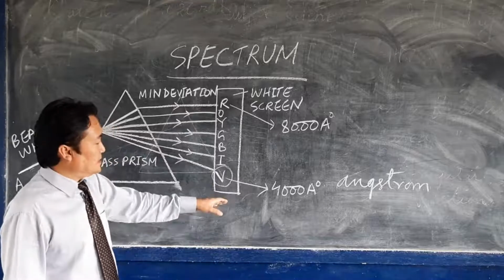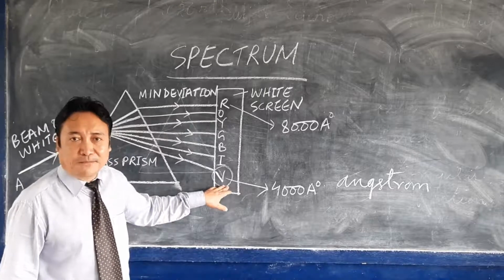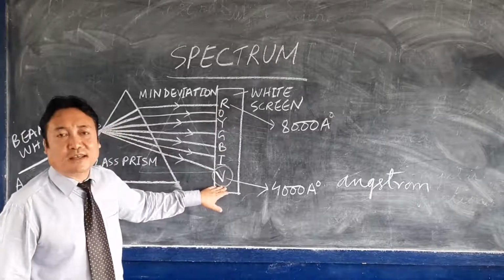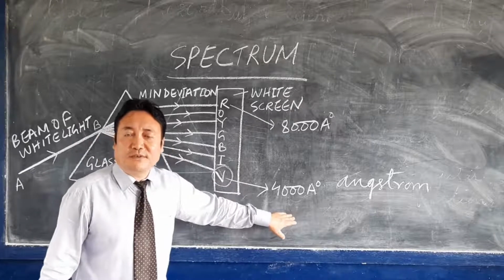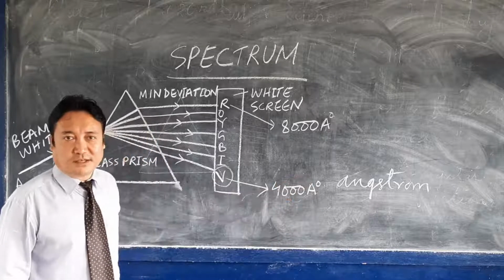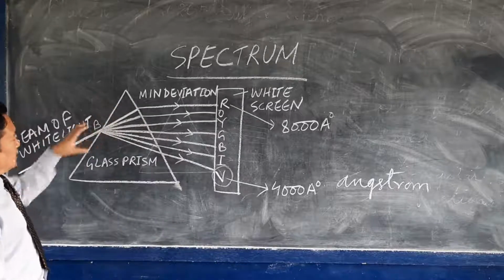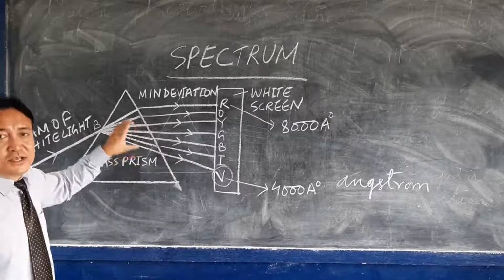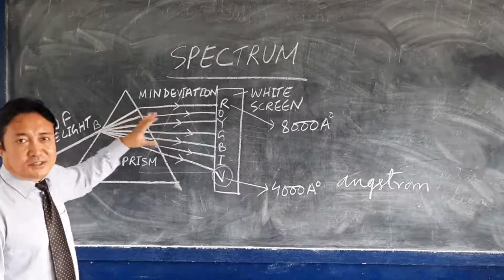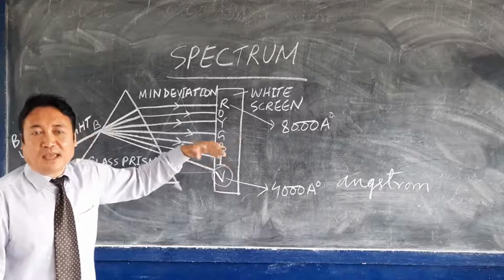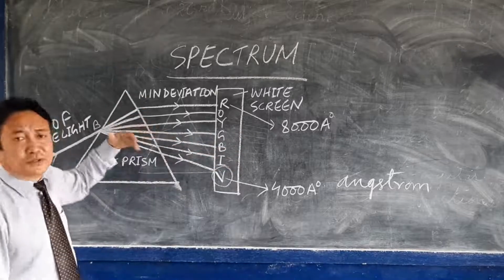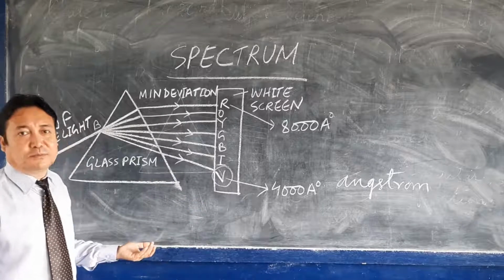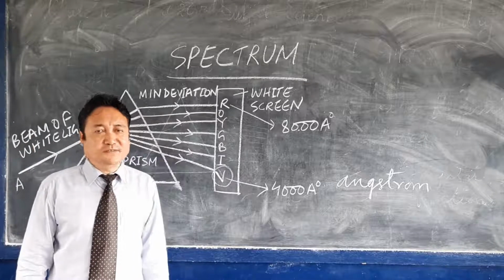Therefore, violet deviates more compared to red light, because the wavelength of violet light is very less. The lesser the wavelength, the more the deviation. So when white light falls on the prism, it gets dispersed into 7 different colors, and this dispersion depends upon the wavelength and the deviation it produces. So this is about the dispersion of light and the spectrum.